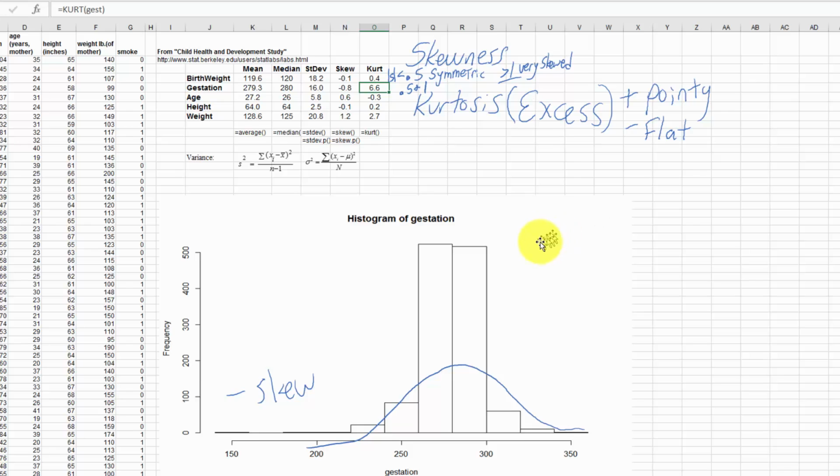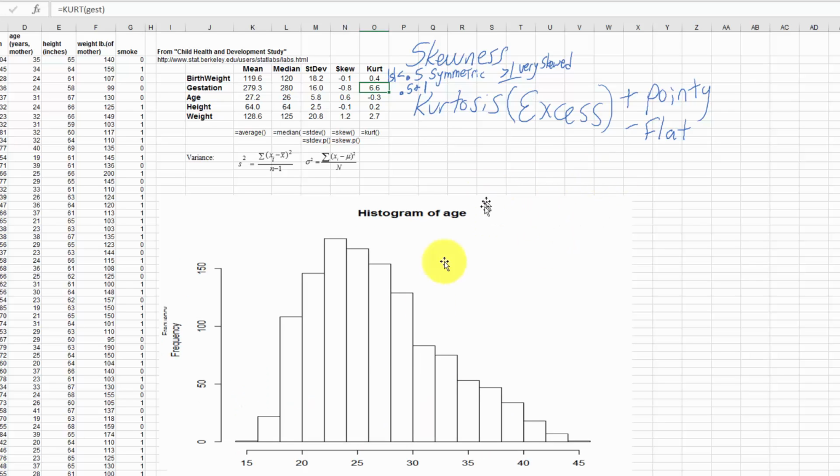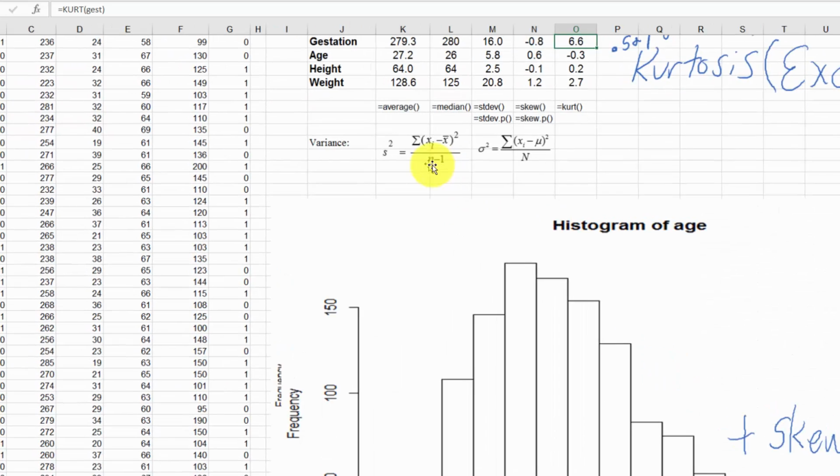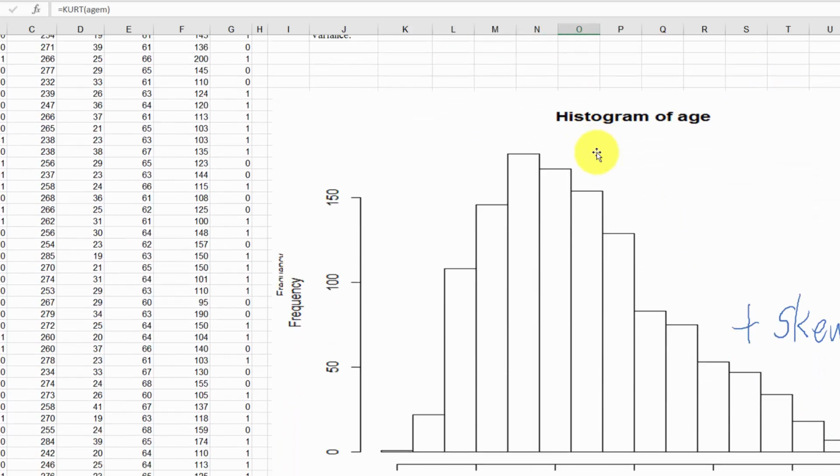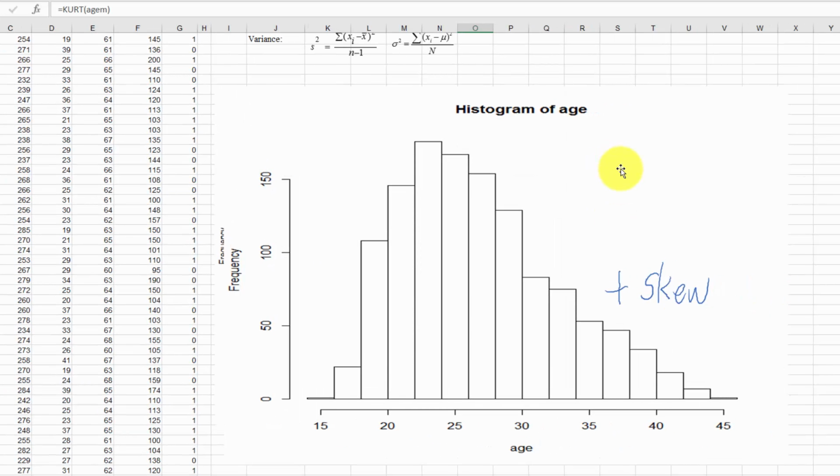Okay, let's look at the next variable. So this is a histogram of the mother's age. And you see this tail dragging off to the right? That's an indication that there's positive skewness. When the tail points in a certain direction, it's skewed in that direction. So we'd call this right skewed or positively skewed. And as far as pointiness, I can't really tell. Let's look at what our computations in Excel have told us here for age. So skewness, positive. Kurtosis, slightly negative. So it says this is slightly flatter than what a normal distribution would look like.